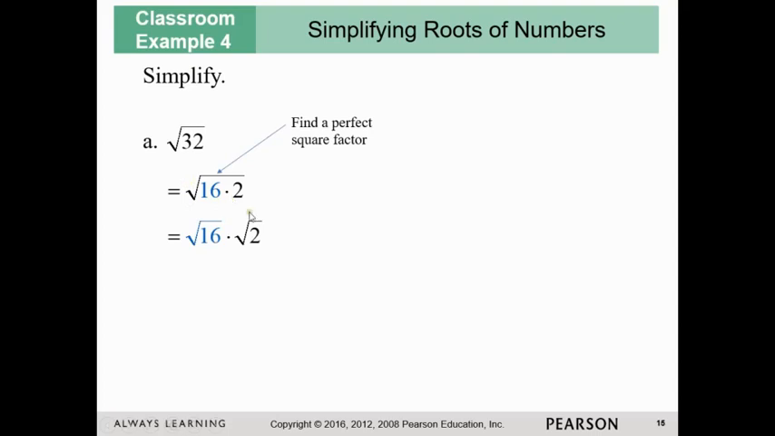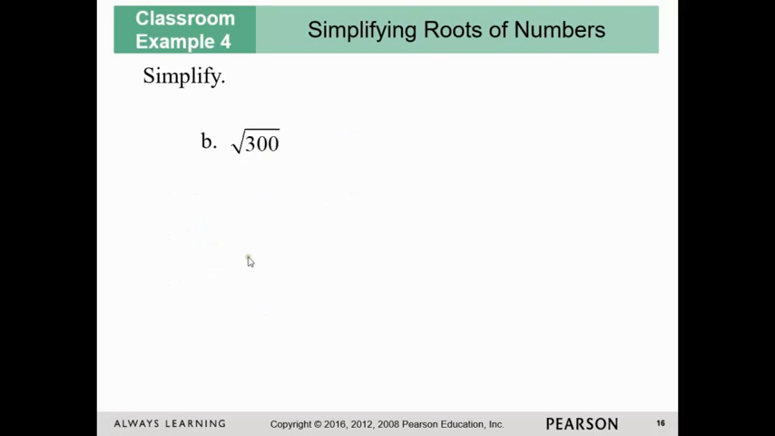But let's just break this up a little bit further. So this is kind of the reverse of the product rule of radicals, right? So now we've got square root of 16 times square root of 2, and so we end up with 4 square roots of 2. So we just simplified square root of 32. Just get used to the way that these things are supposed to be written. This is the way they're supposed to be simplified.